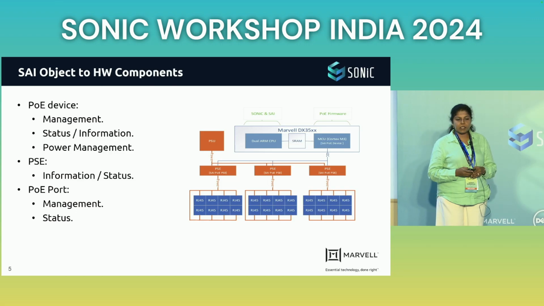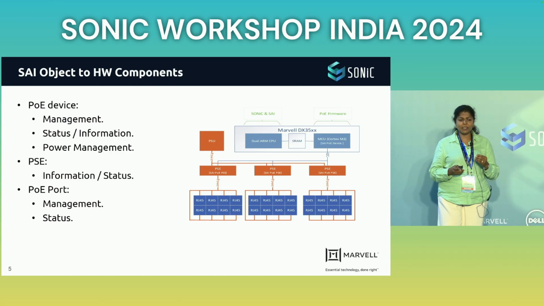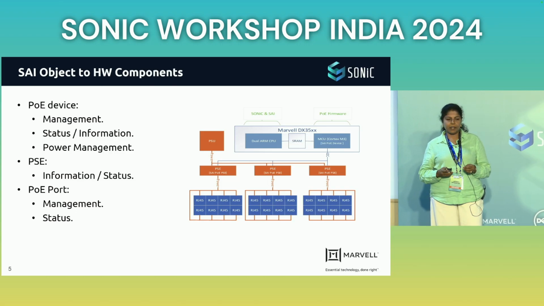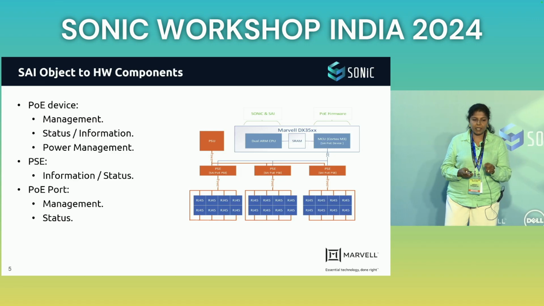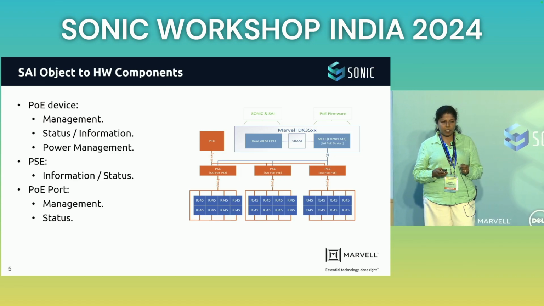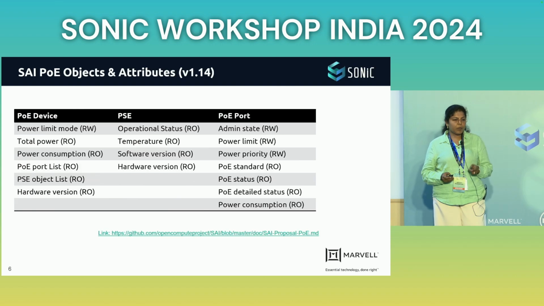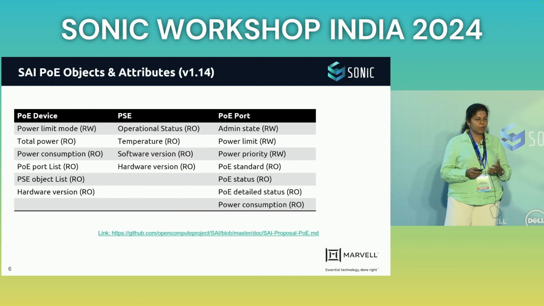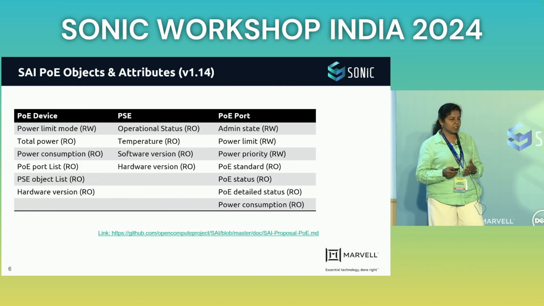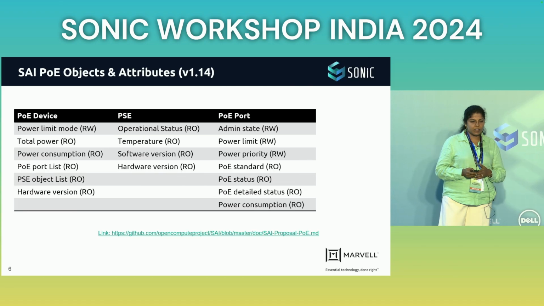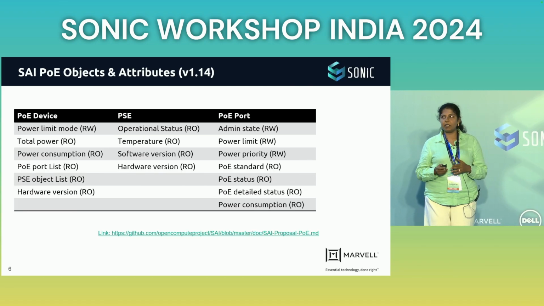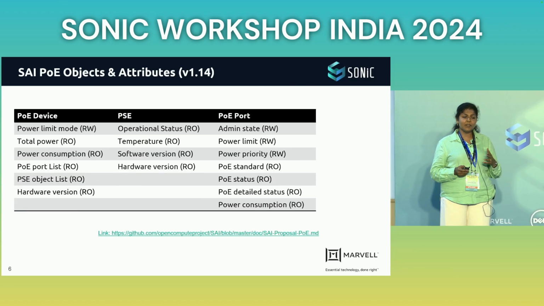The last object is a PoE port. So, this is where the endpoint devices are going to be connected, and most of the management happens at the PoE port level. Let us check that in detail. So, we will quickly deep dive into the PoE attributes to understand how the object is modeled. So, first for the PoE device, we have power limit mode. Here we support two different modes.